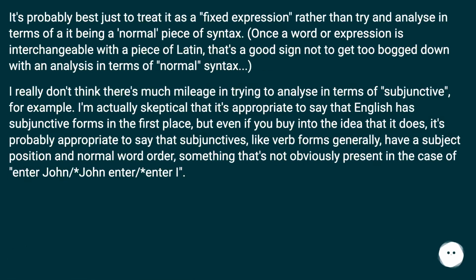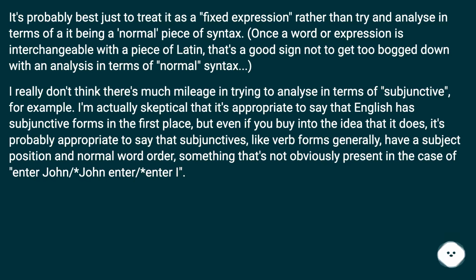It's probably best just to treat it as a fixed expression, rather than try and analyze it in terms of it being a normal piece of syntax. Once a word or expression is interchangeable with a piece of Latin, that's a good sign not to get too bogged down with an analysis in terms of normal syntax. I really don't think there's much mileage in trying to analyze in terms of subjunctive, for example.